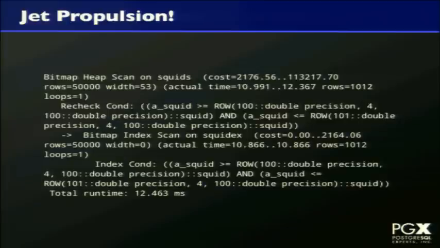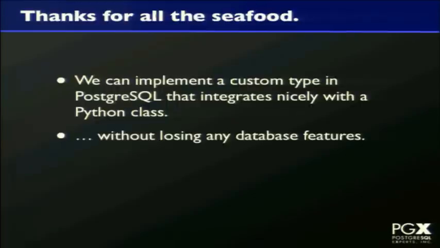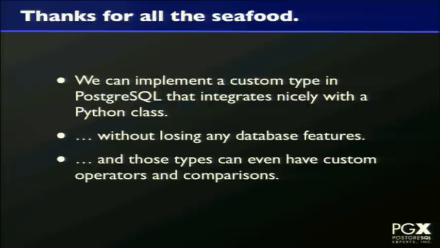Same number of squids come back. That's pretty cool. So, short talk. We can implement this. You can do this. We didn't have to write any PL/pgSQL. We got indexes. We got comparisons. We can use the type fully encapsulated inside of Postgres. We didn't lose any database features here. Standard Postgres does what it does, and you can have custom operators on these. You can build indexes, do all that stuff.